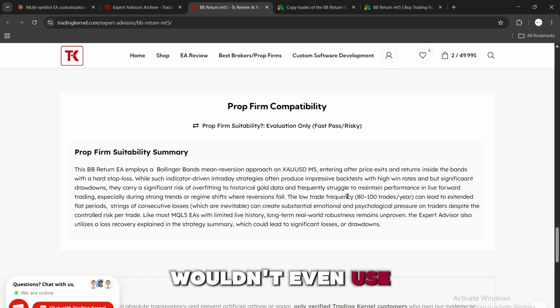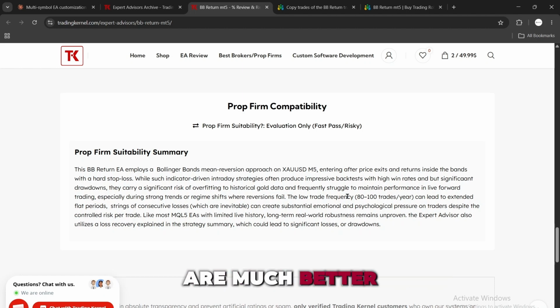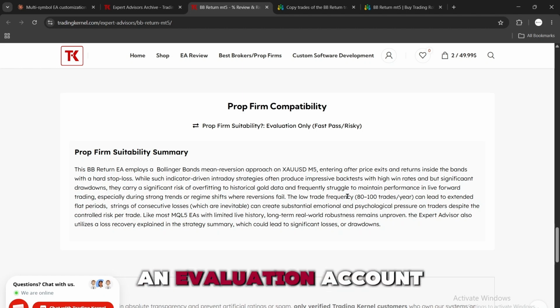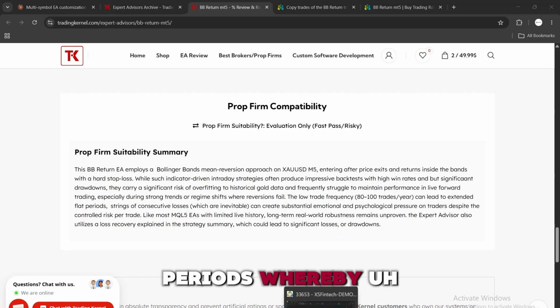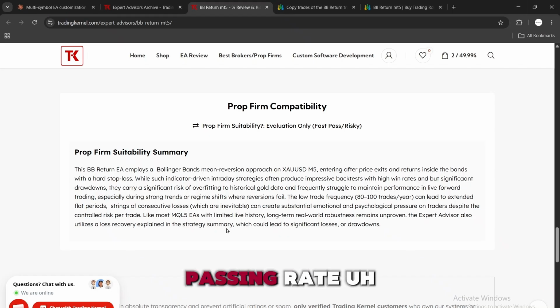Okay, so for prop firm suitability, we could recommend just trading on evaluation. For me, I wouldn't even use this expert advisor, because I believe that there are other automated strategies that are much better than this. However, if you have this expert advisor already and you're looking to use it, then one of the best places to use it would actually be an evaluation account, meaning there are periods whereby you can pass here. So for example, you could pass a phase 1 here, fail a phase 1 here, pass a phase 1 here, pass a phase 1 here, fail a phase 1 here. So maybe you could have a 30% passing rate or a 40% passing rate.